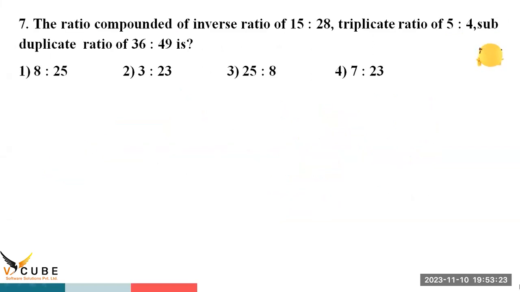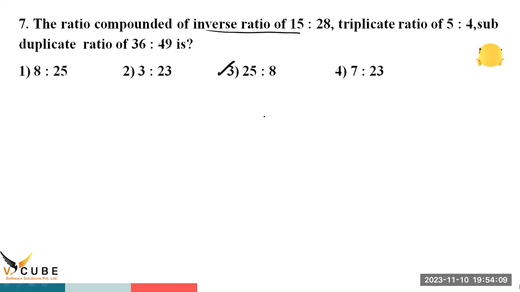The ratio compounded of inverse ratio of 15:28, triplicate ratio of 5:4, subduplicate ratio of 36:49 is. What is the answer, anyone? Somebody is saying option 3. Option 3 is 25:8. Very good, excellent. Let's check, no issue.